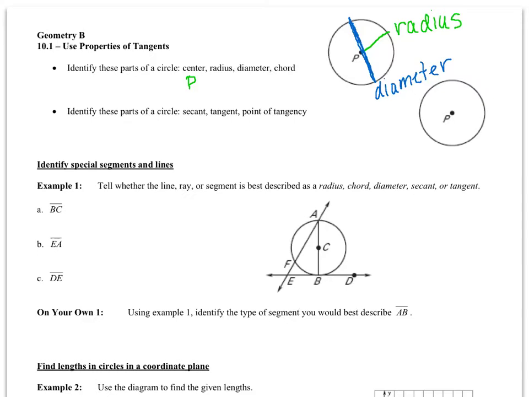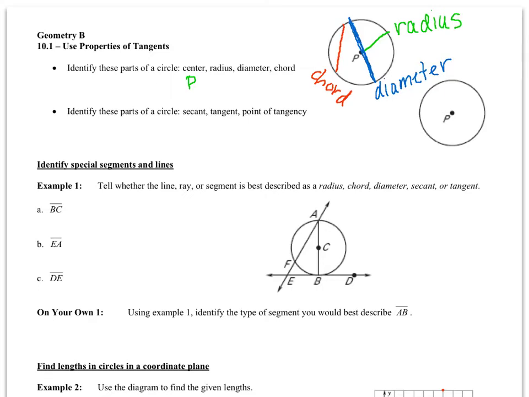A chord is a new term. So a chord is a line segment that touches the outside of the circle in 2 points. That right there would be a chord. And for some of you who are thinkers, you're thinking, well, the diameter fits that description. The diameter touches the outside of the circle in 2 points. The diameter is also a chord. But diameter is a more specific name for it, so we would call it a diameter.